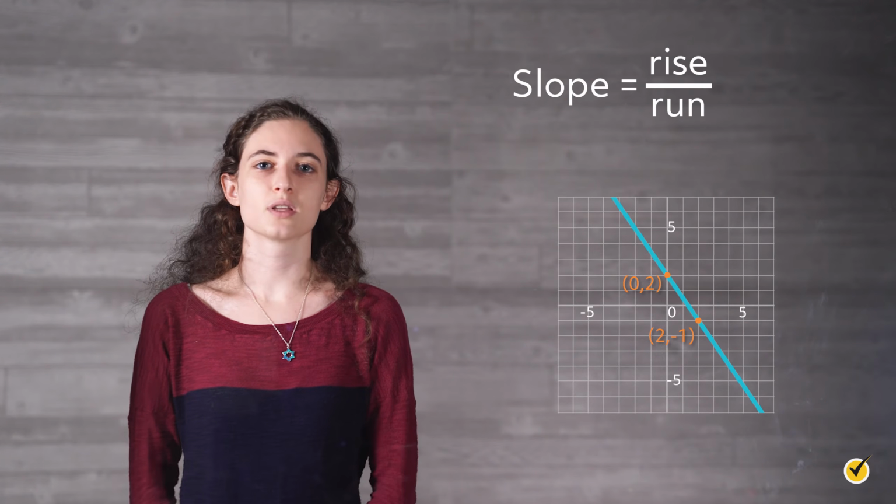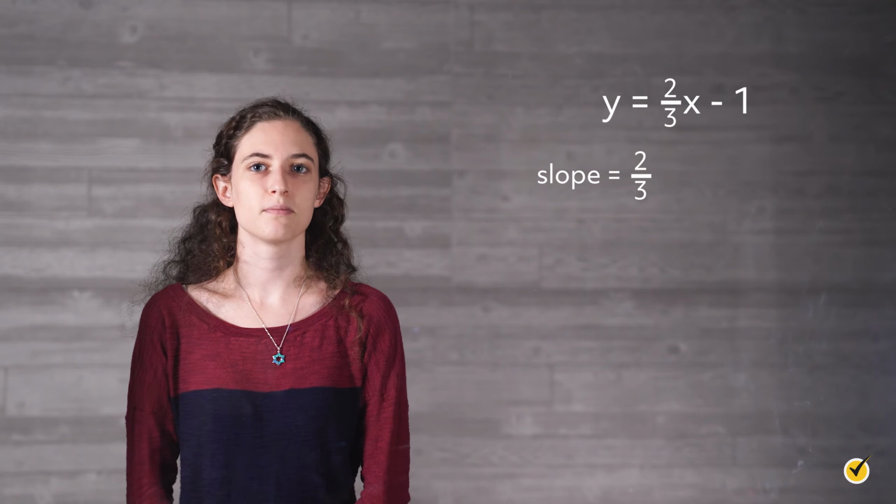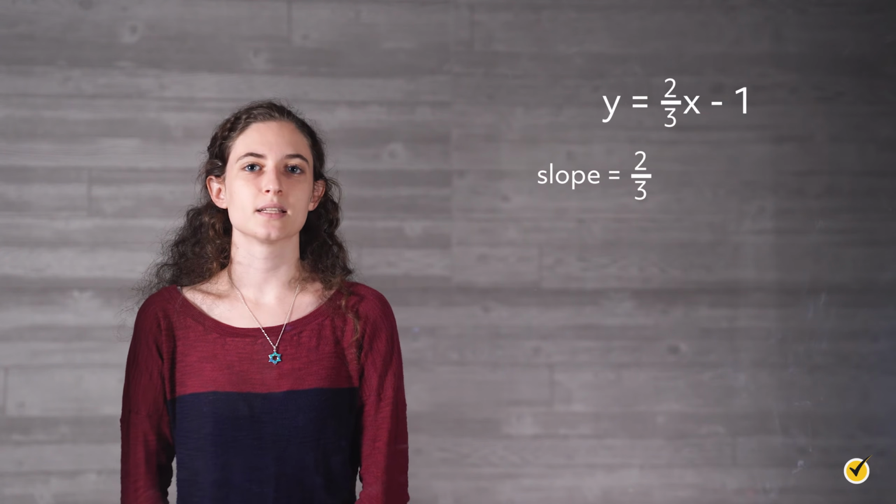Now let's try this out with another example problem. Graph the equation y equals 2/3 x minus 1. This equation is already in slope-intercept form. The slope is identified as m equals 2/3, and the y-intercept is at the ordered pair 0, negative 1. That is where the graphing begins.